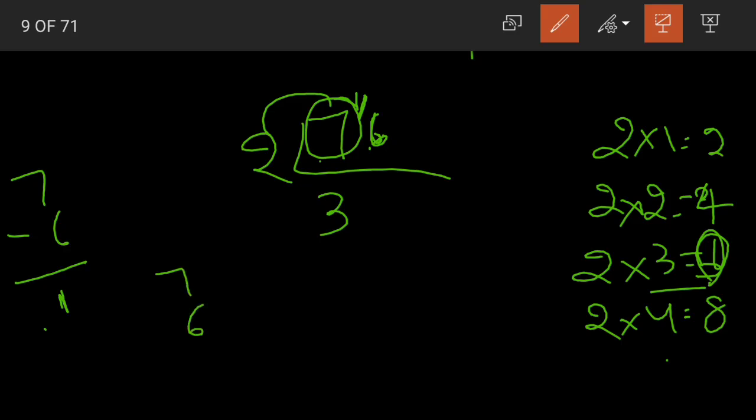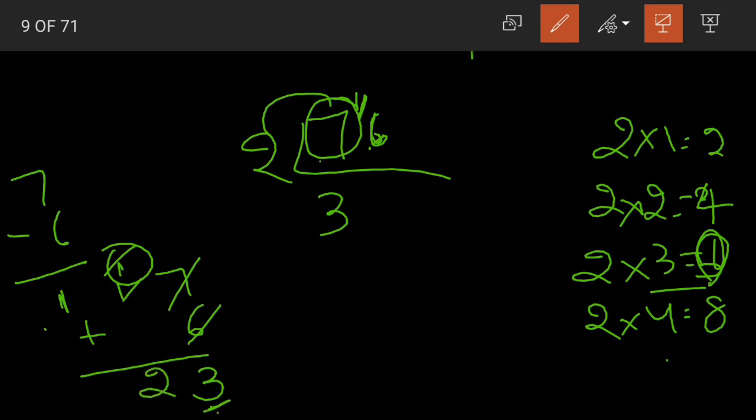Suppose I have 17 plus 6. 7 plus 6 becomes 13 and 1 carried, 1 plus 1 becomes 2. Yes, in 13 we wrote only 3 here and the remaining 1 is carried on. In the same way here in long division, the one that is remaining is carried on to the next number.